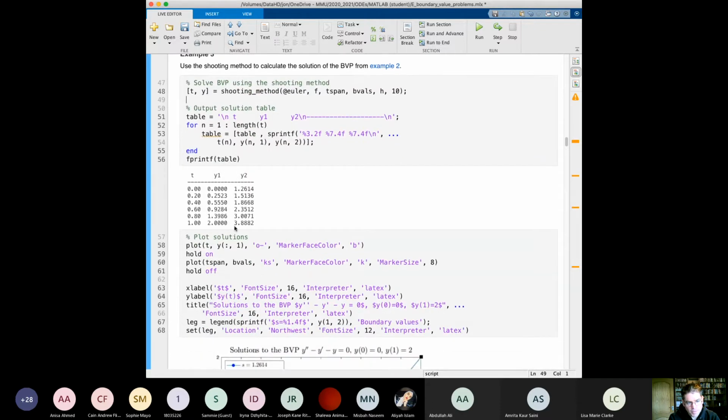And this is our table of results. So you can see the secant method decided on an optimum initial guess value for y2 of 1.2614. Okay, we used 1.25 earlier, and that was quite good, so we weren't actually that far away. And you can see here it's accurate to within 10 to the minus 6. So our initial value is 0, which is bang on, obviously, because we set that, and our upper boundary value solution is 2, which is what we're aiming for.